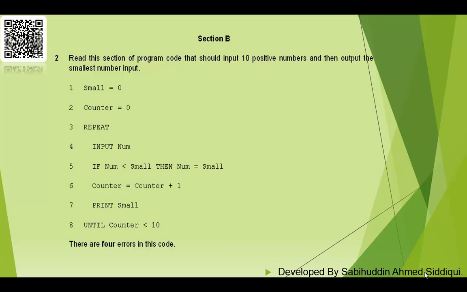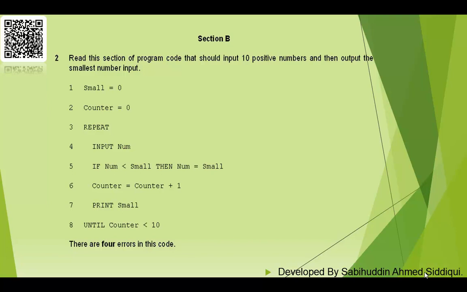Now counter equals to 0, repeat input number. If number less than small, then num equals to small. You have to understand the condition, what should be the correct step. Then counter equals to counter plus 1, then print small, then until counter less than 10. Now on line number 1, if you rewrite this algorithm, you can write small equals to 999, counter equals to 0, repeat, input number.